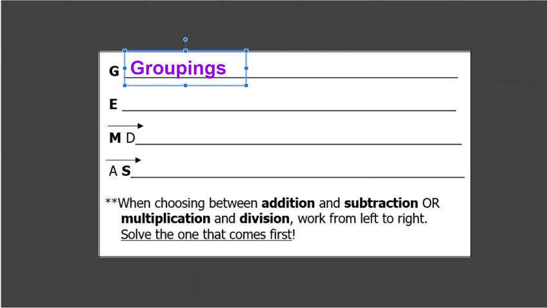All right, and groupings could be things like parentheses, it could be brackets, or it can even be absolute value bars, which are these straight up and down bars. Those are all groupings.